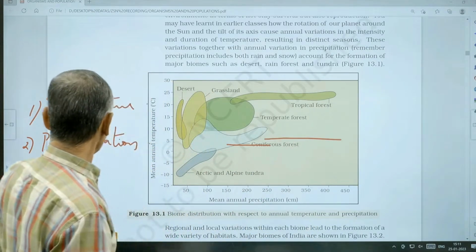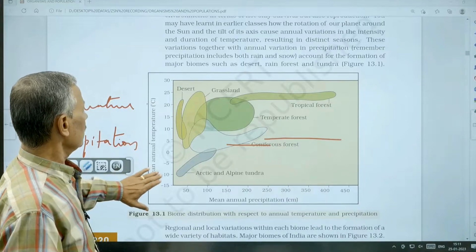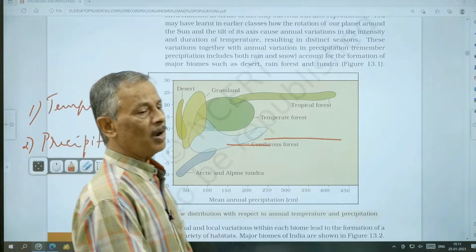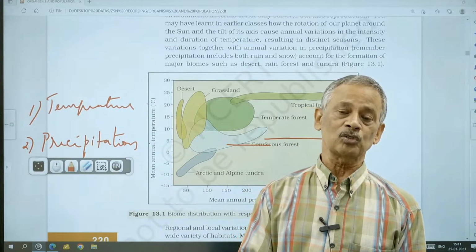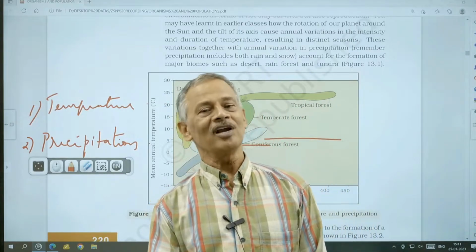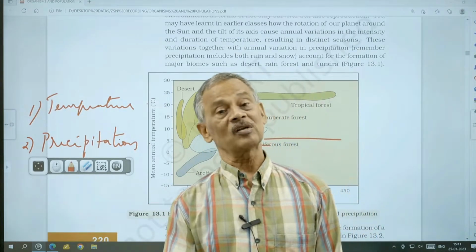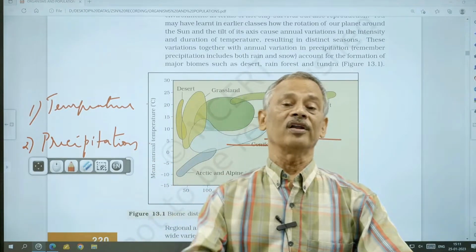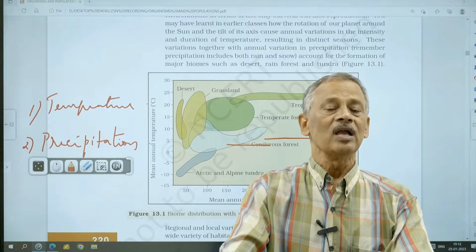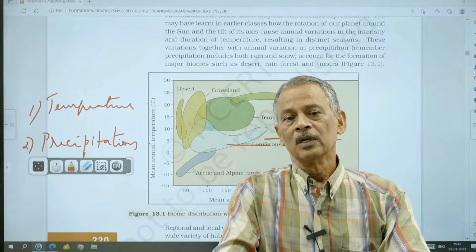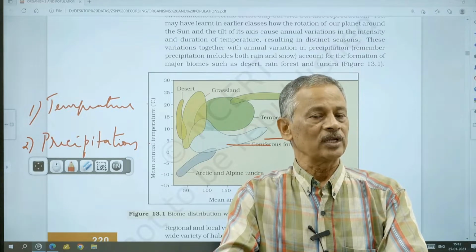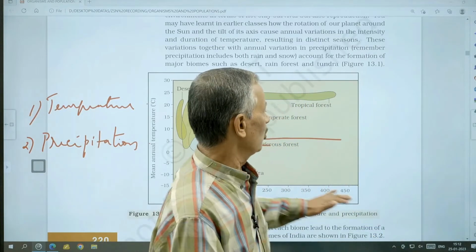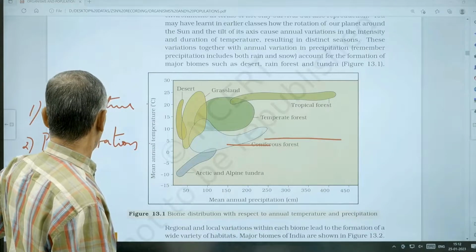And in India, we have almost all the different types of biomes except for permafrost. What is permafrost? An area which is covered with snow for a considerable duration of the year. If an area is covered with snow, then it is called permafrost. Except for such permafrost, almost all other biomes are available in India. Clear?